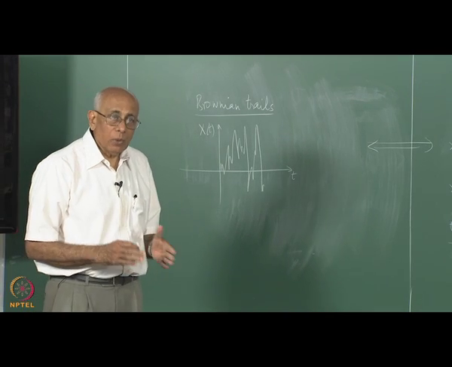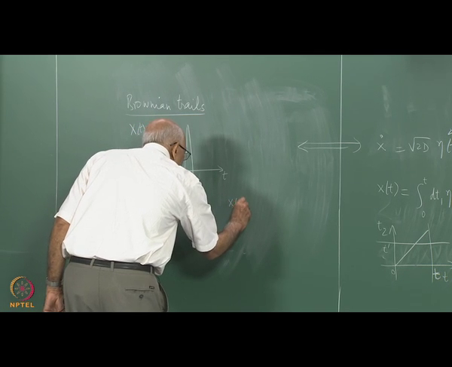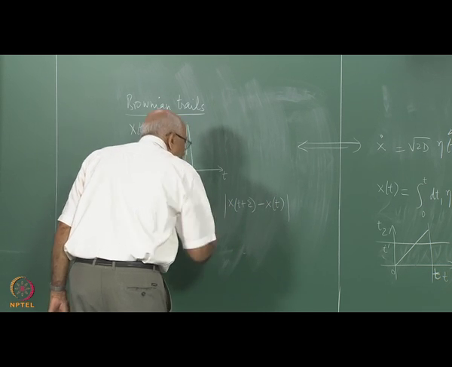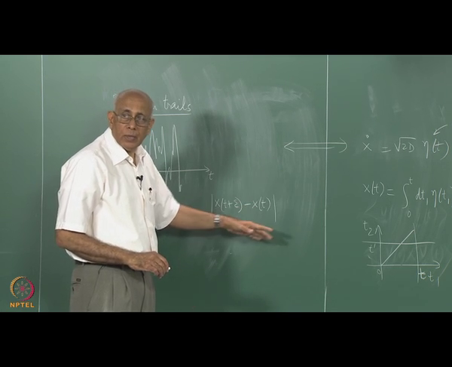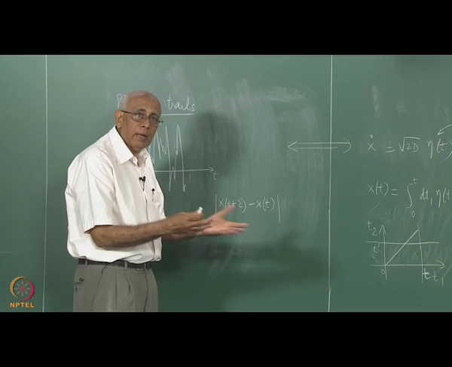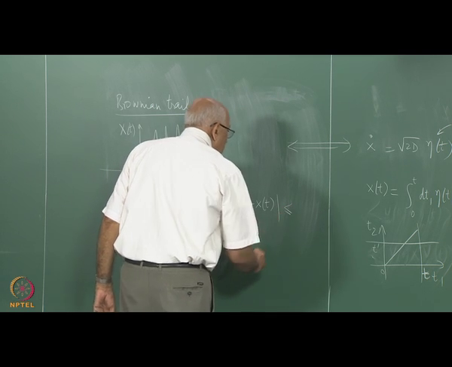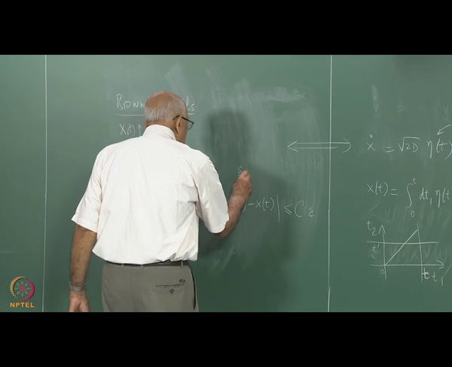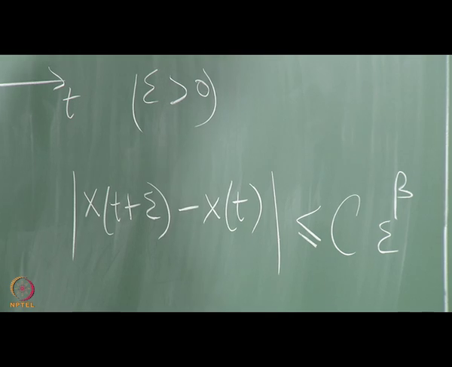What should it be in order for it to have a derivative? It is clear that you must have the modulus of x of t plus epsilon minus x of t must be of order epsilon, so that if I divide over epsilon and take the limit, I have a finite number, right. But it turns out that this is less than or equal to some constant times epsilon, taking epsilon to be positive, to the power beta, where beta is less than half.